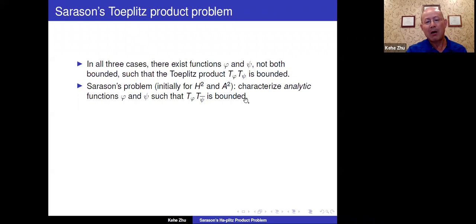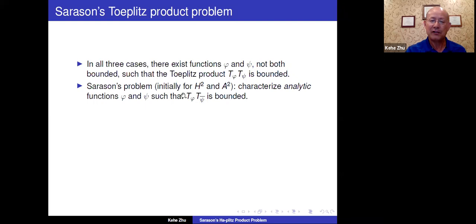Sarason's initial problem is this. He wanted to characterize all analytic functions phi and xi on the unit circle or the unit disk such that this particular Toeplitz product is a bounded operator, okay? So on the left side, you have analytic multiplication. On the right-hand side is a conjugate analytic multiplication. He wanted this particular product to be bounded.